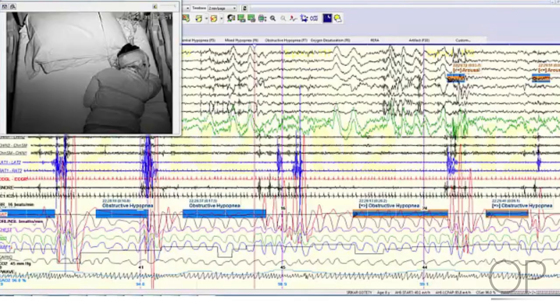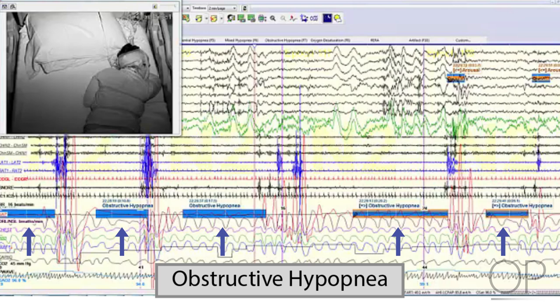And now, this is a sleep study of a child who has sleep apnea. You can listen to the audio and you can see clear snoring, and the events marked with the blue bars are obstructive hypopneas, where the patient has respiratory effort, but the flow is reduced, and then there is a sudden gasp of air, which are recovery breaths, and then the patient goes back to sleep and develops this recurrent cyclical obstructive sleep apnea.